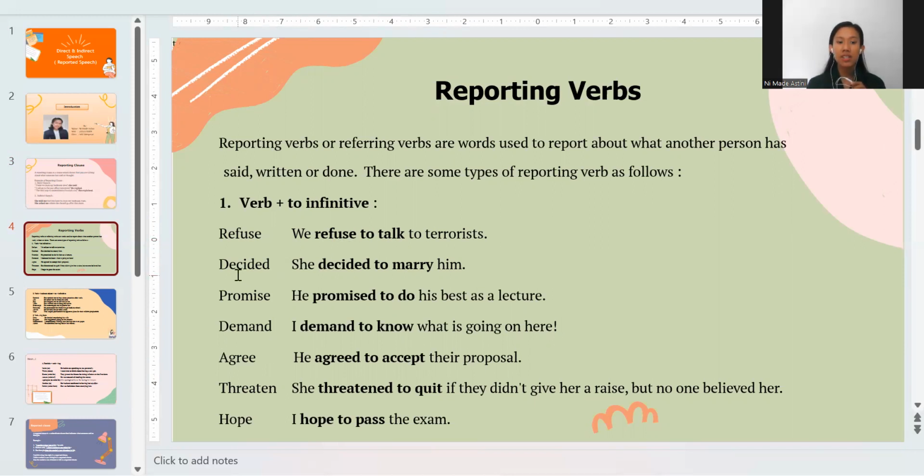The second one is decide. She decided to marry him. Promise: he promised to do his best as a lecturer. Demand: I demand to know what is going on here. Agree: he agreed to accept their proposal. Threaten: she threatened to quit if they didn't give her a raise, but no one believed her. The last one is hope: I hope to pass the exam. So "hope to pass" also belongs to verb plus to-infinitive.